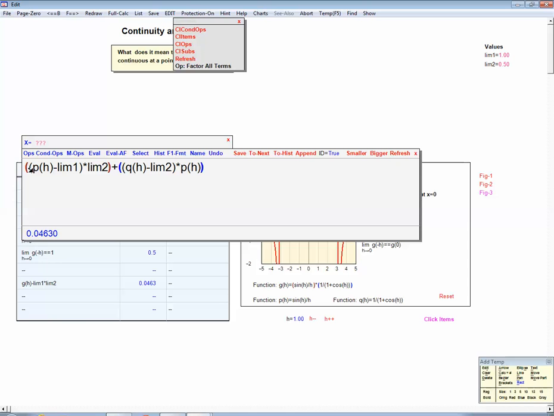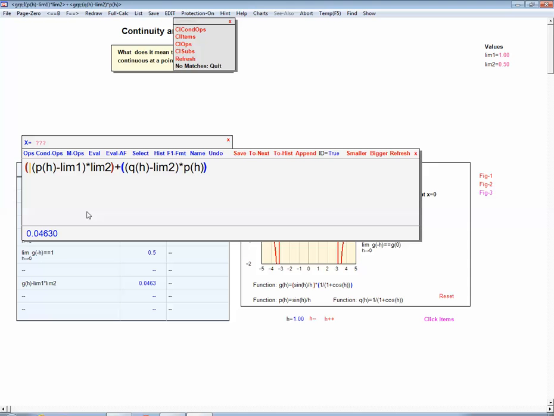This piece right here is going to 0 because lim 1 is the limit of p of h as h goes to 0. So, just a numerical confirmation, let's make my h smaller and smaller. That's going to 0, and therefore this whole thing, since it's a very small number times 1/2, is going to go to 0 also as I make h smaller and smaller. So one piece of this sum goes to 0.